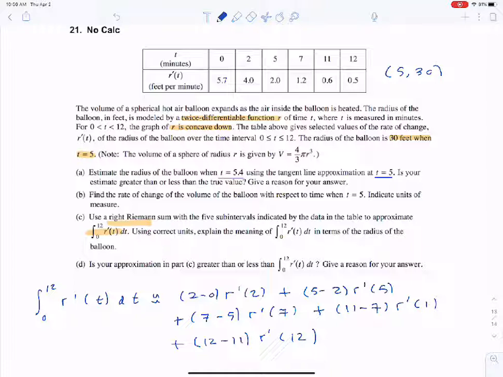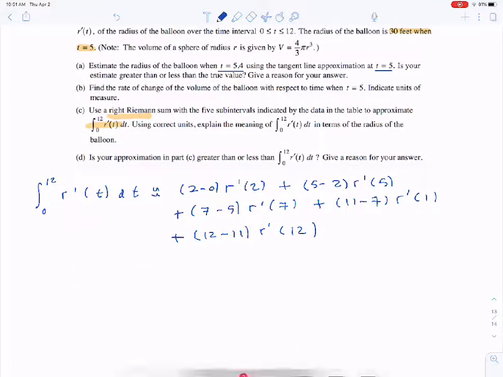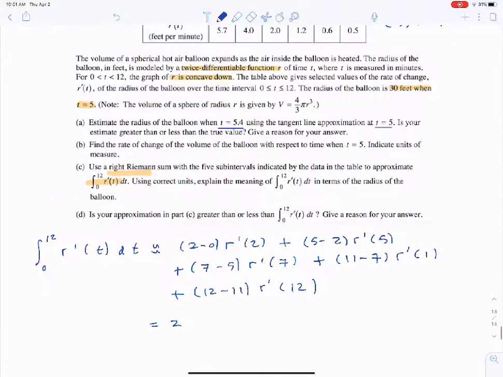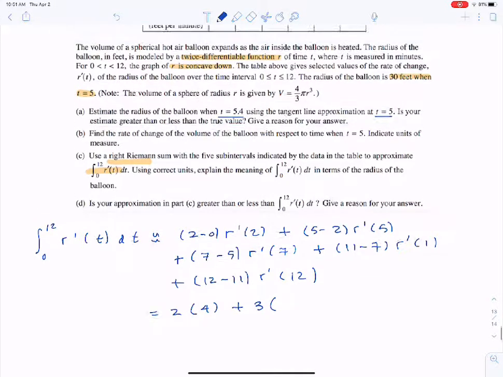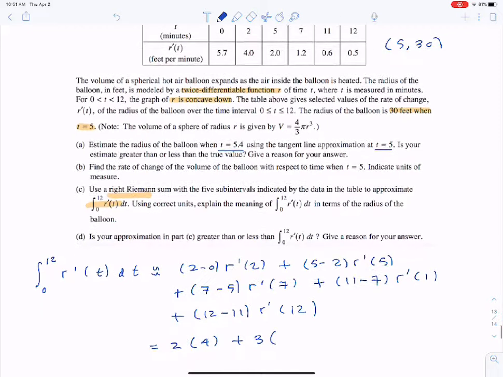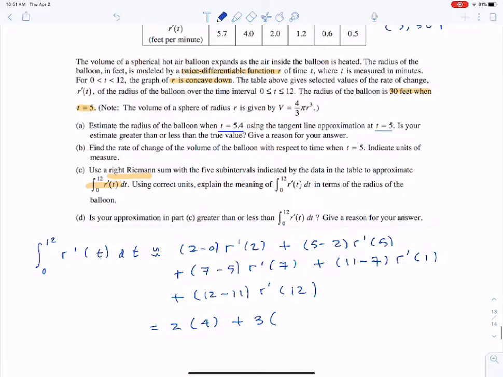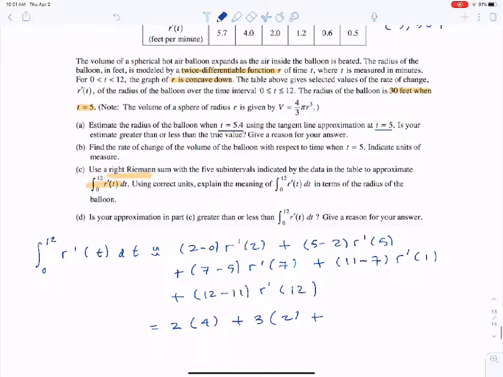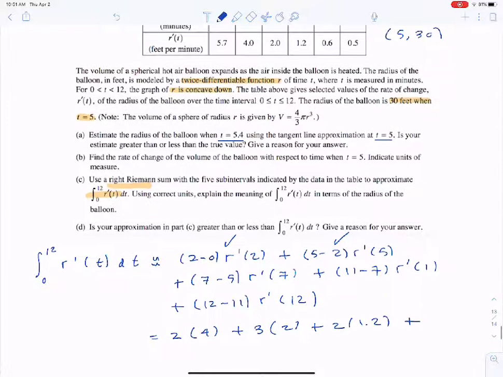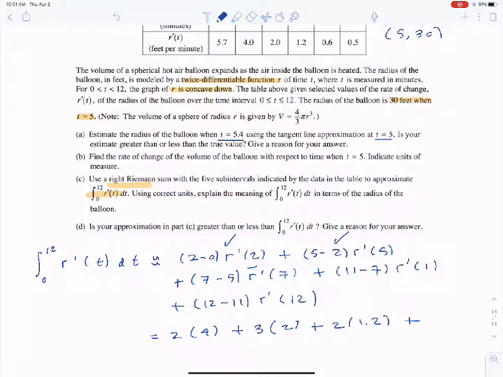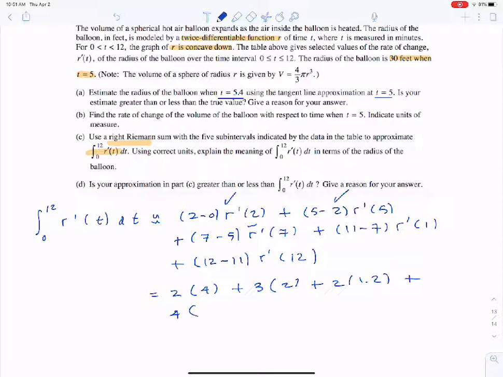Okay, then let's see what we got. So this is equal to 2 times r prime of 2, which was 4, plus 3 times r prime of 5, which was 2, plus 2 times r prime of 7, which is 1.2, plus 4 times r prime of 11. I'll get to your question in just a second, Naz.